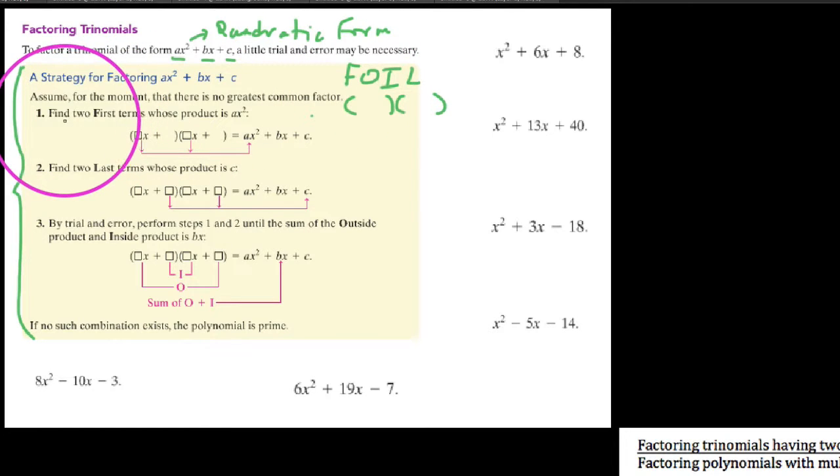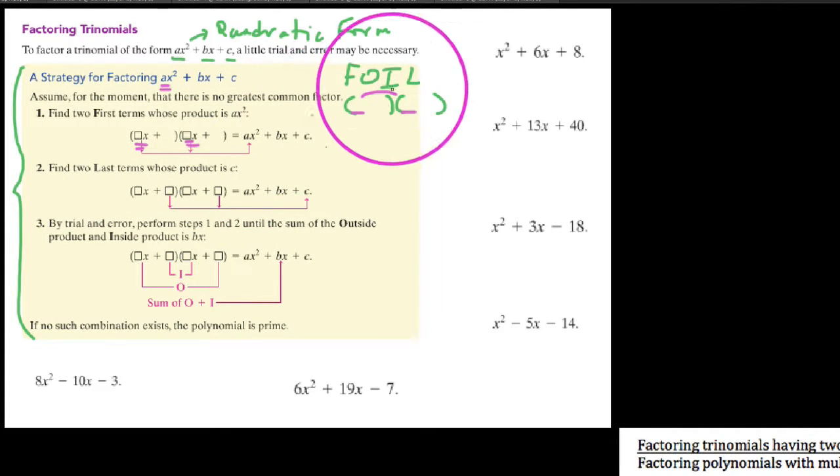And the first thing we're going to do here is we're going to find two first terms whose product is ax squared. That is, we know that when we multiply out these two binomials that we're factoring into, this times this is what is responsible for giving us our ax squared term. So what we're going to do is, first of all, find two numbers that when we put them up front allow us to get this ax squared term. That's all we care about.